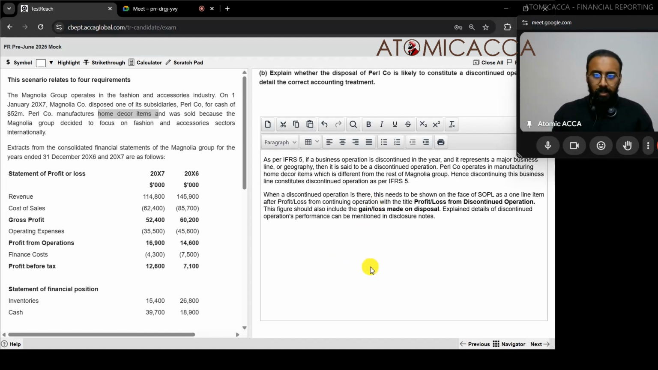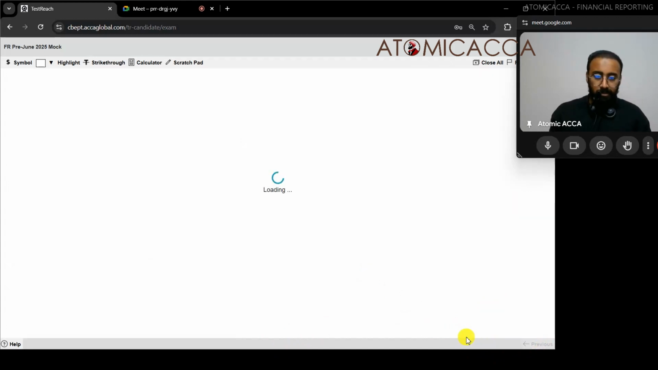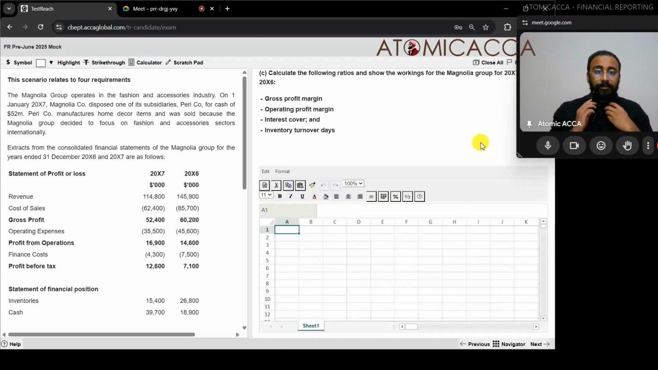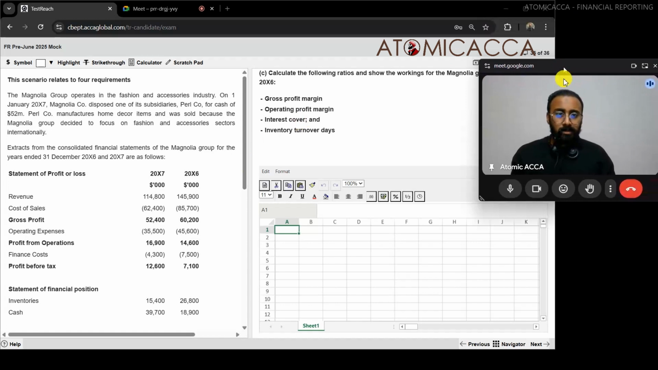So we told what the accounting treatment is, and with that our 3 marks is done. So 2 plus 3, we are at 5 marks. Let's keep going. Now we have to calculate the ratios. Again, we are given the Excel sheet. Maybe in your actual exam you're not going to get the Excel sheet. You might have to make the tables for your calculation, so that might take up some time. But let's hope that in the actual exam you also get that, then your process would be a little faster.